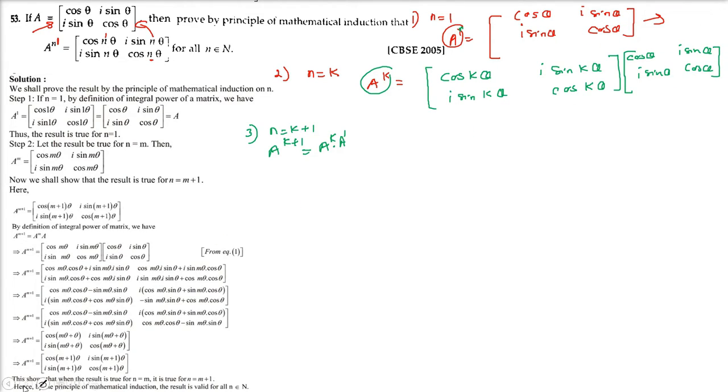Okay, so we need to now multiply these two matrices and the final answer should give you, wherever k is there, it should give k plus 1. Okay, so I am multiplying it now.